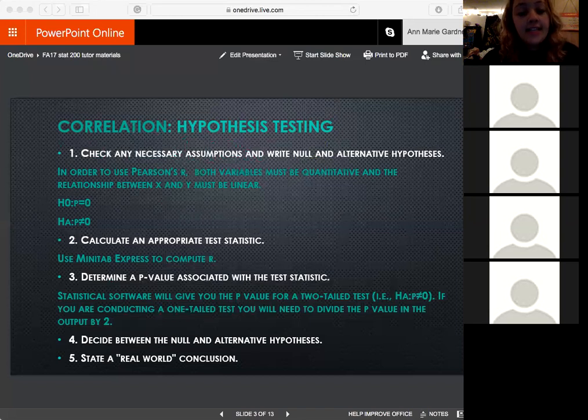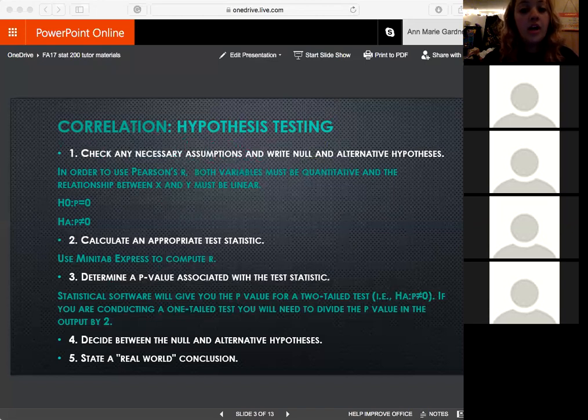And then test statistic, once again, you are going to have to use Minitab to compute R. That's just something that you have to use statistical software to find. So on the exams and stuff, I assume you would be given R to continue with that. To then use it for your third step to determine your p-value, and based upon the test statistic, you get that p-value from the statistical software. And then remember that when you do this, you are going to get that two-tailed test output. Because like we said, for all alternative hypotheses, it's going to be not equal to.